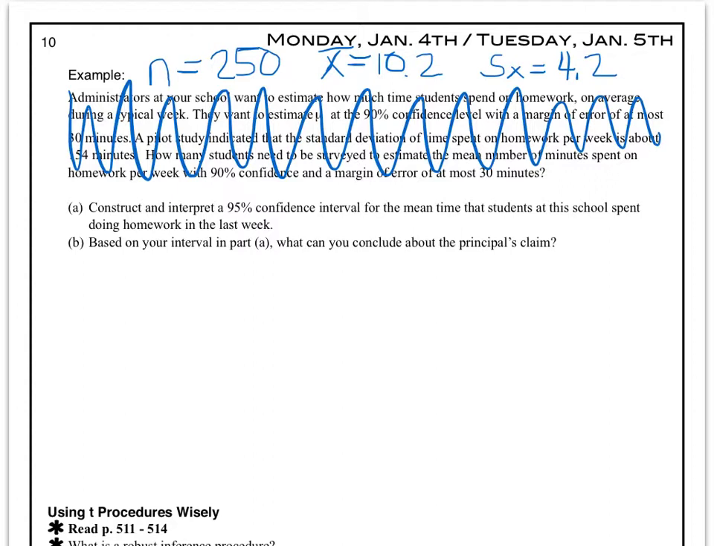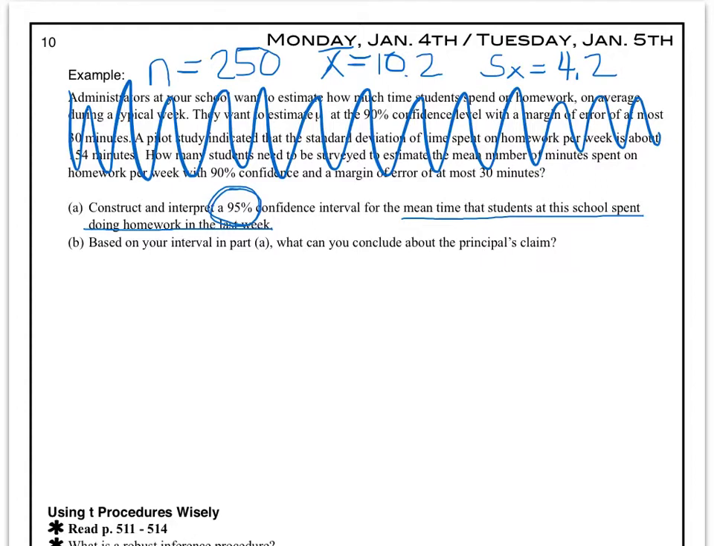Okay, and to state, remember we need to talk about the parameter and the confidence level. So we would say we want to estimate mu, which is the mean time that students at this school spent doing homework in the last week, at the 95% confidence level. Okay, then we want to plan, which means we need to write down what we're going to use.